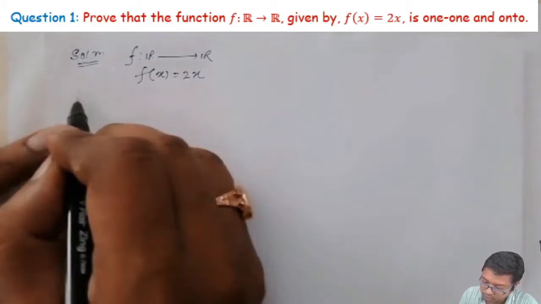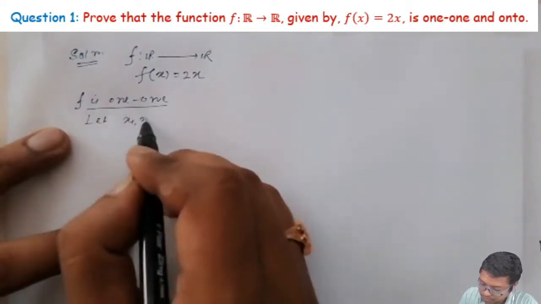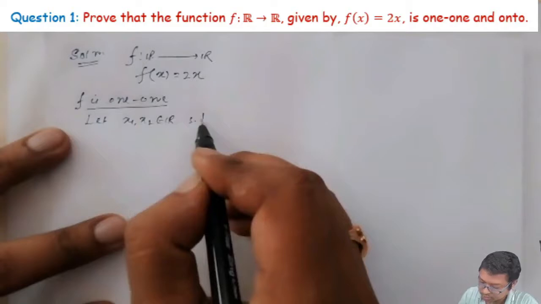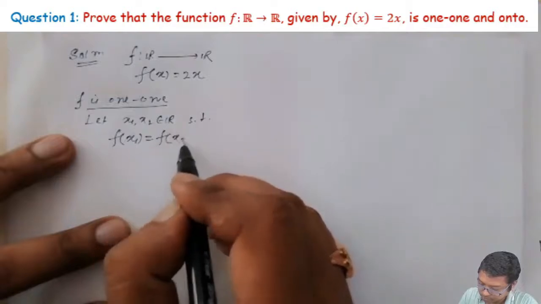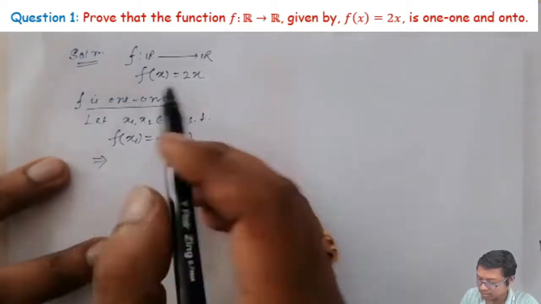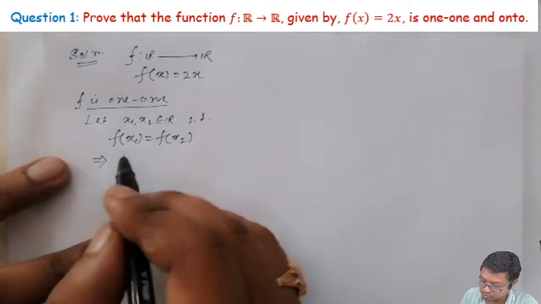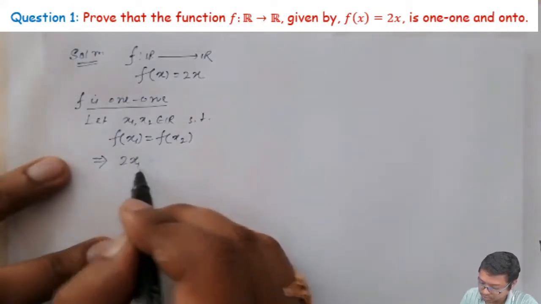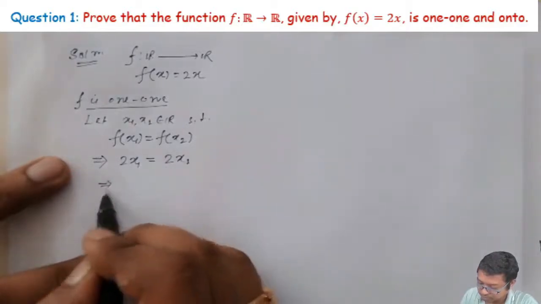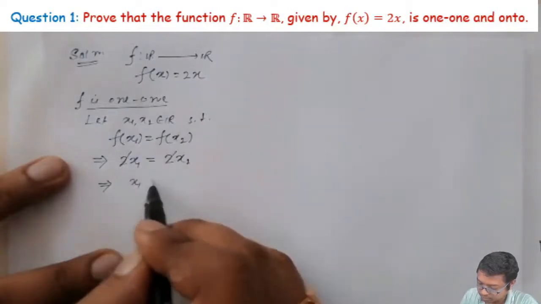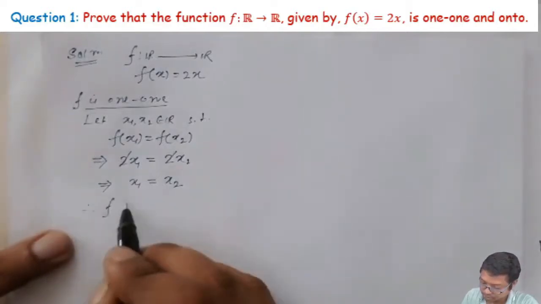First we'll check that f is one-one. For this we consider two elements in the domain such that f of x1 is equal to f of x2. This implies, replacing x by x1, f of x1 becomes twice x1, and in a similar way f of x2 becomes twice x2. The 2s get cancelled out, and we are left with x1 equal to x2. Therefore, f is one-one.